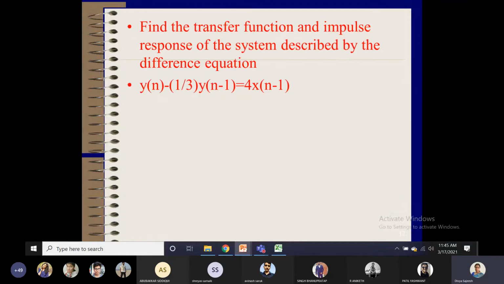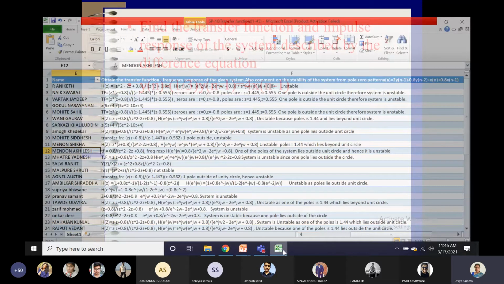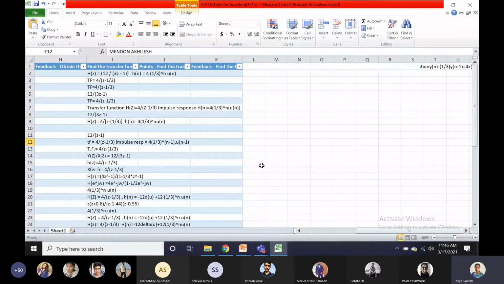Now this one many of you have done wrong: finding the transfer function and impulse response of the system. Again, transfer function means H of z. You have to obtain H of z. And impulse response, what is impulse response? It is h of n, small letter h of n. Many of you, I have seen, have written capital H of n. No. Impulse response is normally defined as small letter h of n.